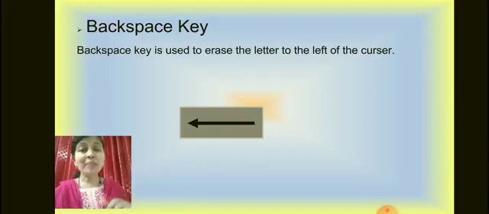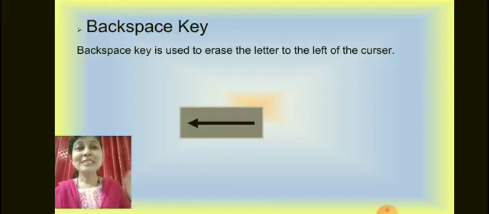Students, while typing, suppose you have typed wrong. By mistake, you have typed M-Y-Y, two times Y. You have to type only M-Y, my. So, one Y should be erased. For that purpose, you can press the backspace key. When you press the backspace key, that Y will be deleted.